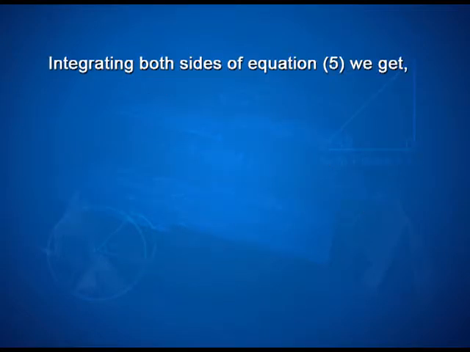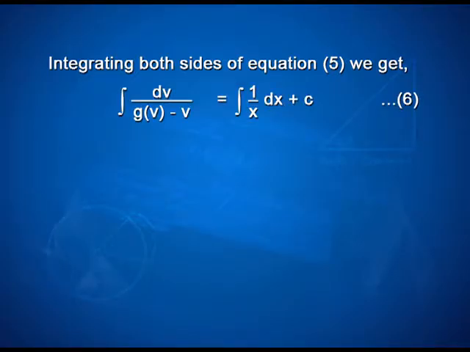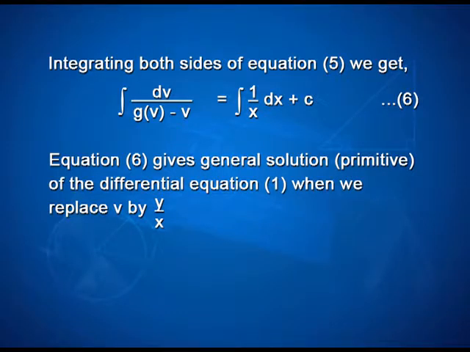On integrating both sides of equation 5, we get integral dv upon g of v minus v is equal to integral 1 upon x dx plus c. Take this as equation number 6. Here, equation 6 gives the general solution, that is the primitive, of the differential equation 1 when we replace v by y upon x. Now, let us discuss an example regarding this.